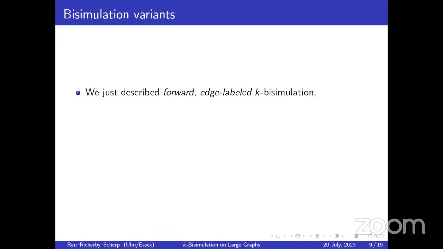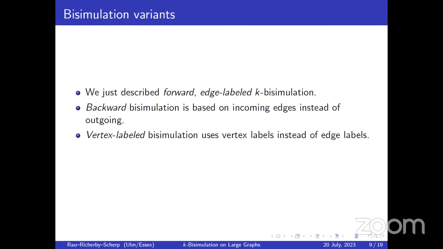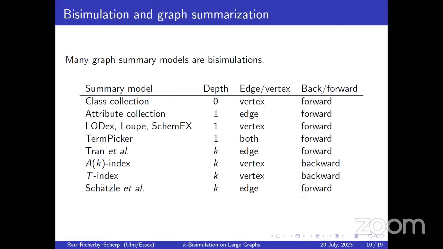Also, the bisimulation that I just defined didn't use the vertex labels at all. Well, you could use vertex labels instead of edge labels. And in fact, you could use any combination of these things. You could consider both forward and backward with both edge and vertex labels. I suppose in principle, you could consider no labels at all. It probably wouldn't be very interesting. I think two vertices would be equivalent if and only if they had a path of length k coming out of them or something like that. But you can do that if you want.